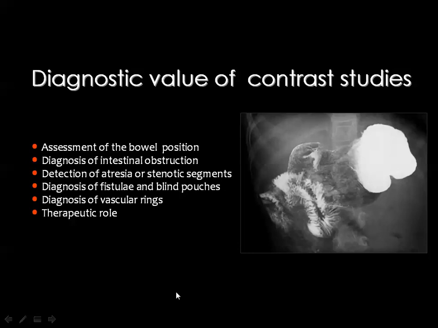Barium studies are helpful in assessment of the position of the bowel for diagnosis of rotational abnormalities and mesenteric volvulus, for example, diagnosis of intestinal obstruction, diagnosis of atresia and stenotic segments, assessment of the fistulae and the blind pouches, diagnosis of vascular rings, and it may have a therapeutic role, as in reduction, for example, of intussusception and so on.